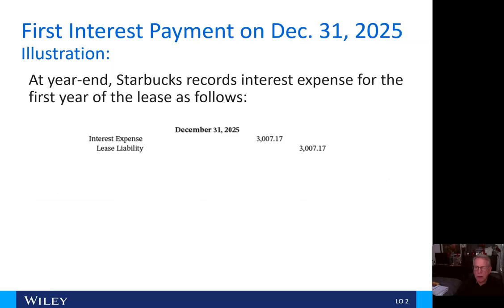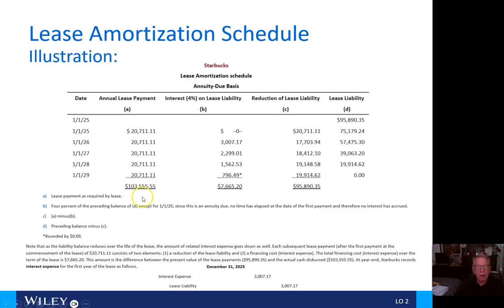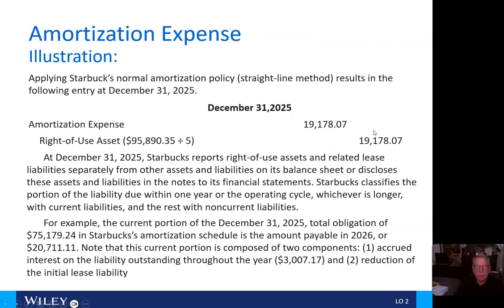$20,711.11. And notice if I go back to the amortization schedule, here you see this and this, and note that the current portion is composed of two components. One, accrued interest on the liability outstanding throughout the year. That's the $3,007.17. And 2, reduction of the initial lease liability.